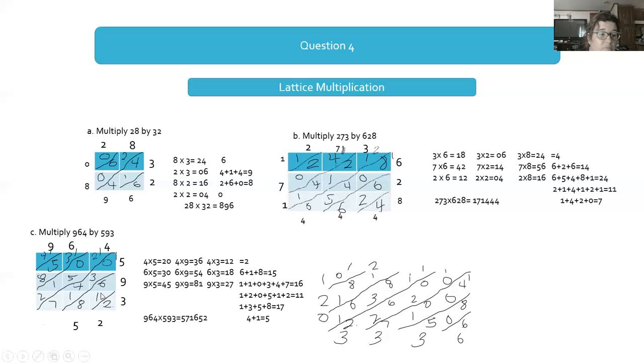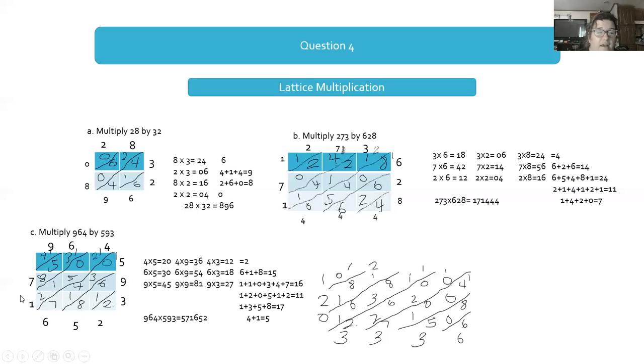Okay, and then we got 6 plus 1 plus 8 is 15. So make sure you put your 1 up there and your 5 down here. Okay, then you got 1 plus 0 plus 3 plus 4 plus 1 plus 6 is 16. So you got 1 up here and a 6 down there. Okay, 1 plus 3 plus 5 plus 8 is that one right there. We need 1 plus 2 plus 0 plus 5 plus 1 plus 2. And this is 11. So we did that.